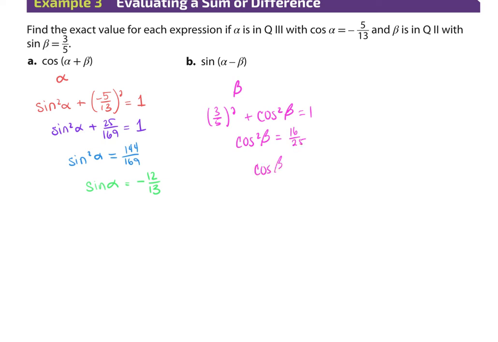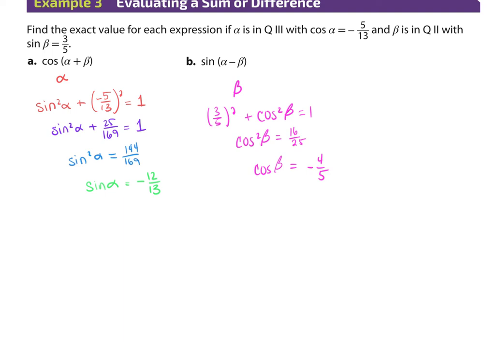I need to know if it's positive or negative. What quadrant is this guy in? This guy's actually in 2. What is my cosine value in 2? Positive or negative? Negative, so this is negative 4/5. All right, now I have everything I need to answer those two questions.